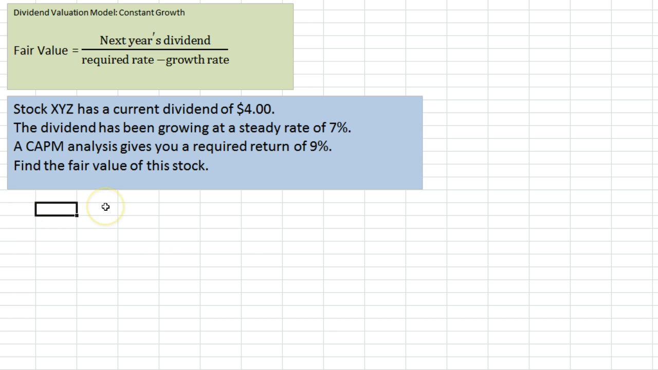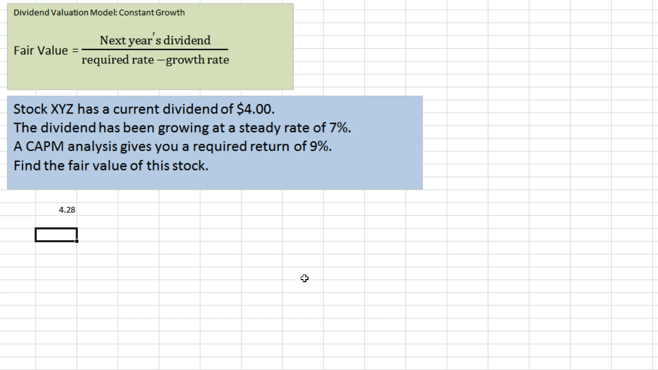So the one thing that probably goes wrong most often when doing a problem of this type is noting that the top of this fraction requires next year's dividend, not this year's dividend. And in this question, we're given the current dividend. So what do we do? Well, we know the current dividend and we know the growth rate, 7%. So what we can do is take the current dividend, $4, and multiply by 1.07. 0.07 represents 7%. So if we multiply by 1.07, we're increasing the $4 dividend by 7%. That gives us 4.28 for next year's dividend.